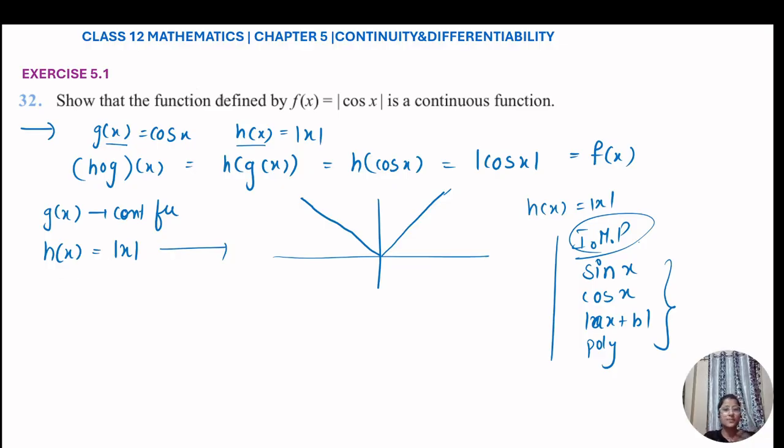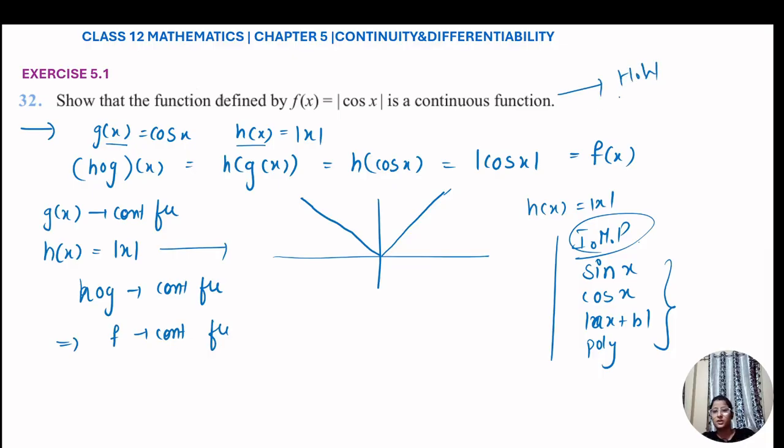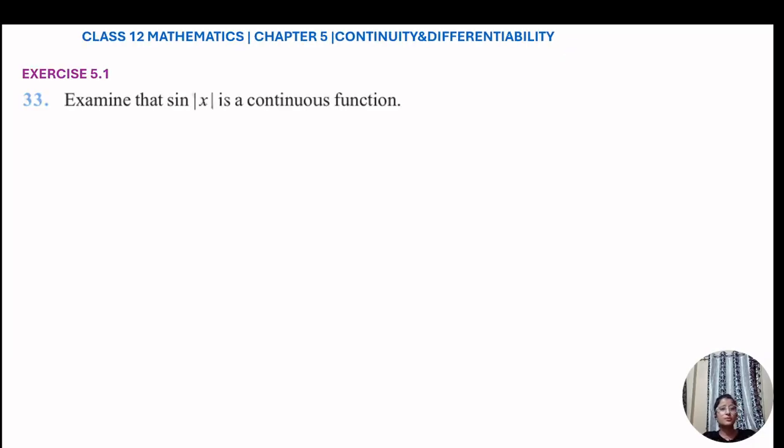Now, since both of them are continuous functions, their composition will be a continuous function. So by this, your h composition g will be a continuous function. By this, what you get, f will be a continuous function. I'm doing the rough work here. Now it's your call to do it in your homework, because it's a very good question. Now we'll move to the next question.